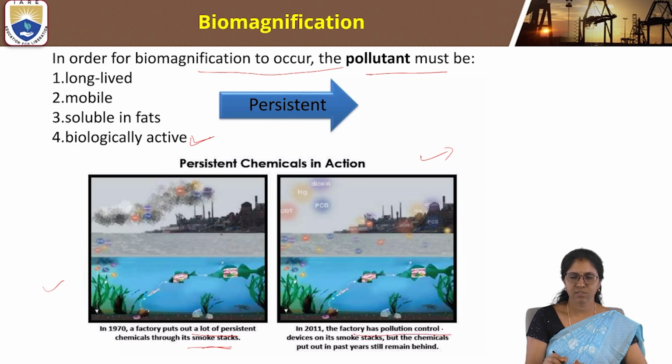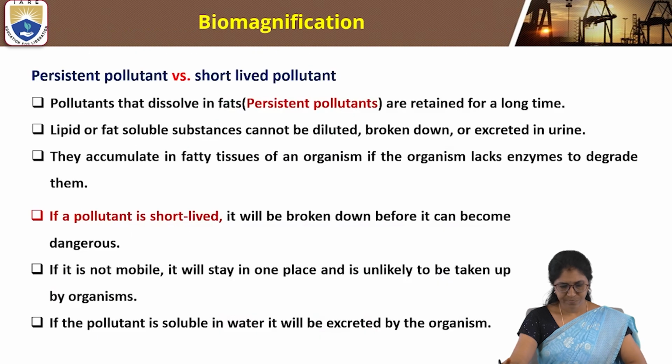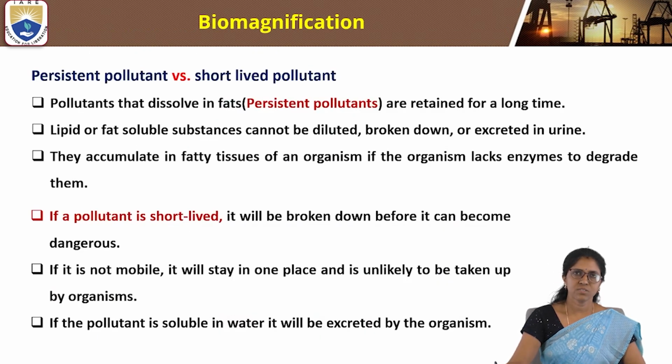In 2011, the factory has pollution control devices on its smokestacks. But the chemicals put out in the past years still remain behind, because the pollutants are persistent, meaning they are long-lived. They have a long life. That's why these are causing biomagnification. So what is a persistent pollutant and what is a short-lived pollutant?